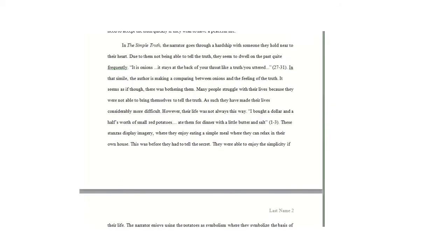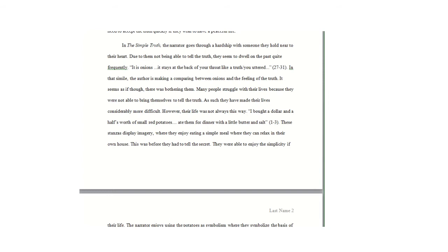Okay, here we have the first body paragraph. Let's go ahead and read it, and we'll point out some of the good things and some of the problems. In The Simple Truth, so he's talking about the book, I'm guessing, because it's italicized again. The narrator goes through a hardship with someone they hold near to their heart. So now I realize he's being very specific. He's talking about the poem. So he needed to quotation mark The Simple Truth to show that's the poem and not the book.